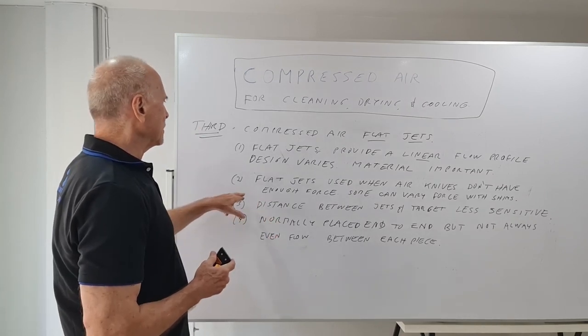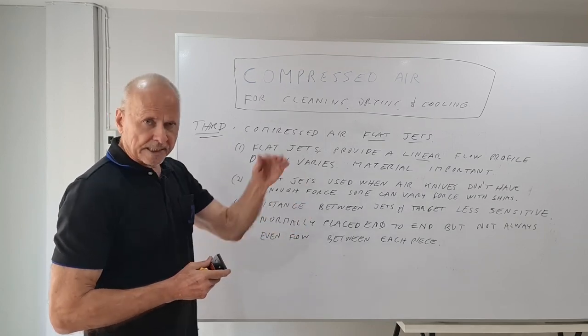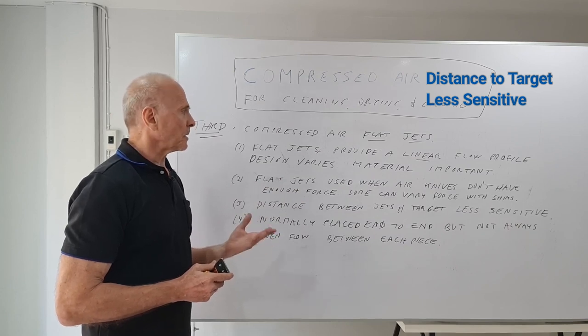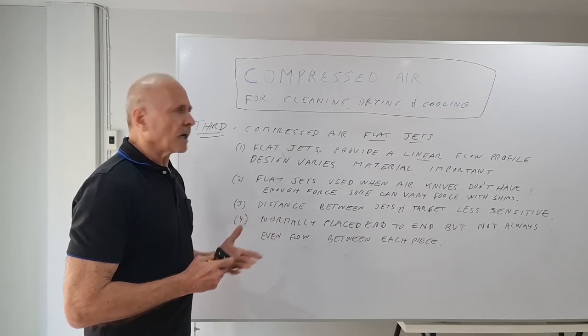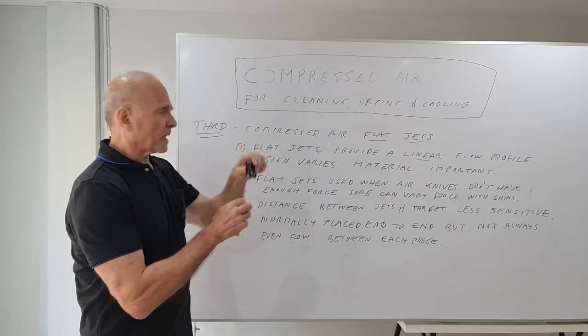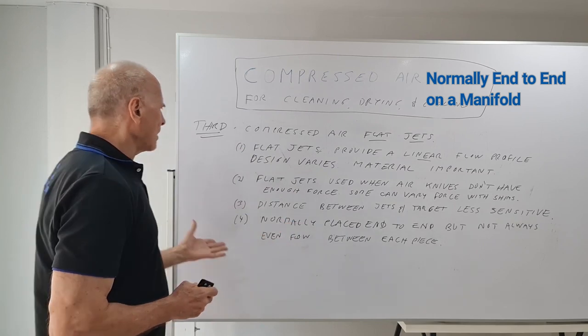when you can adjust the different shims to give it the force you need for any difficult blow off, cleaning or drying application. The distance between the jets and the target is less sensitive than it is with annular air jets or with nozzles, but obviously it does matter. The further you are away, the flow profile will spread out a little bit. Normally, they are placed end to end, but not always.